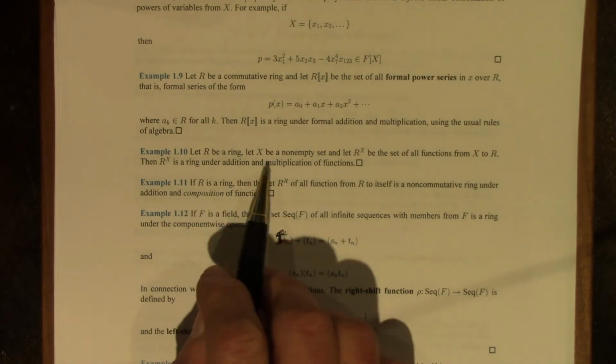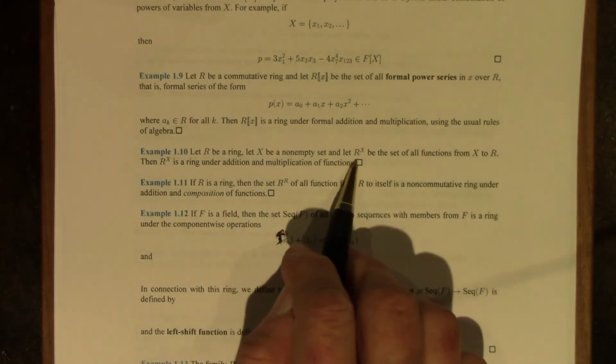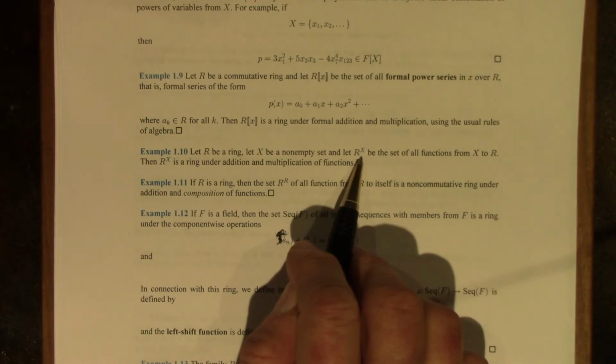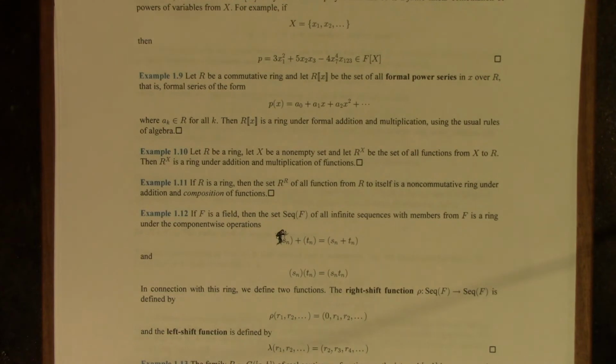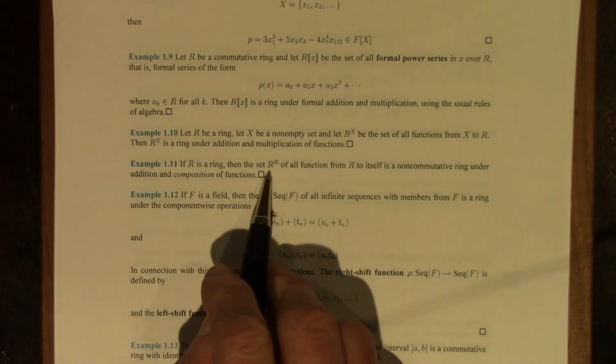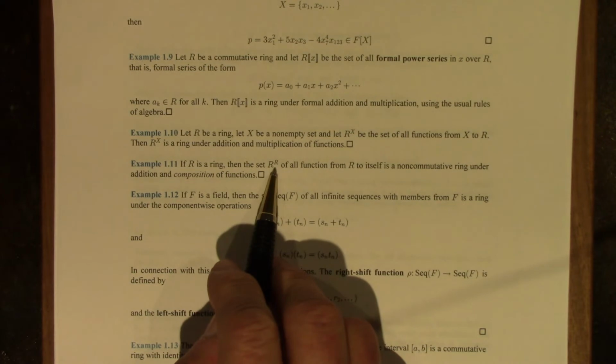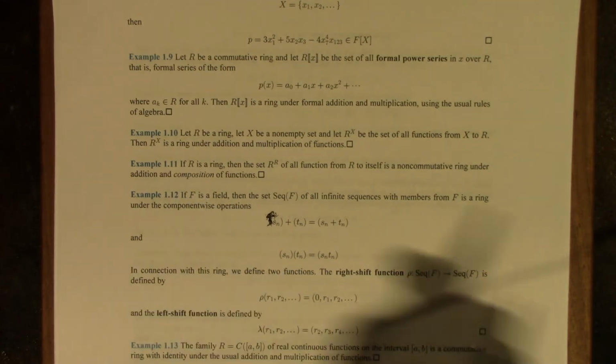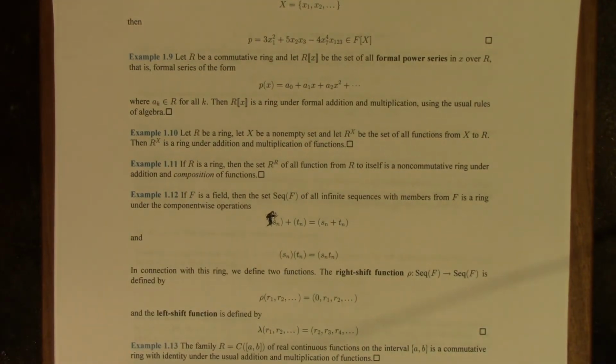If R is a ring and X is any non-empty set, this notation, and we've seen this before, is the set of all functions from X to R. As long as R is a ring, X need not have any algebraic structure. This set is a ring under addition and multiplication of functions. If R is a ring, then this set of functions from R to R is a non-commutative ring in general under addition and, this time, composition of functions.